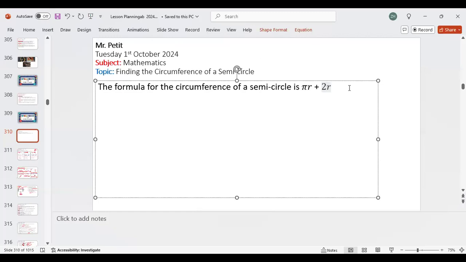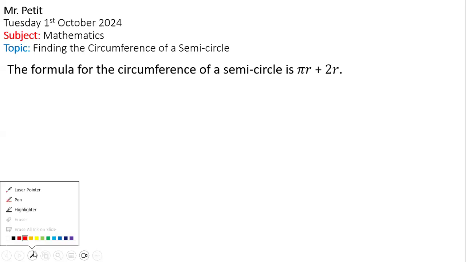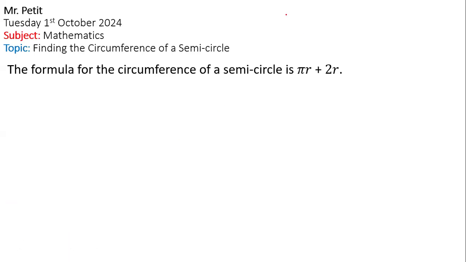Where r is the what? Let me say r is the radius. r is the radius. So r is equal to the radius, and the radius is always half of the what? Half of the diameter.